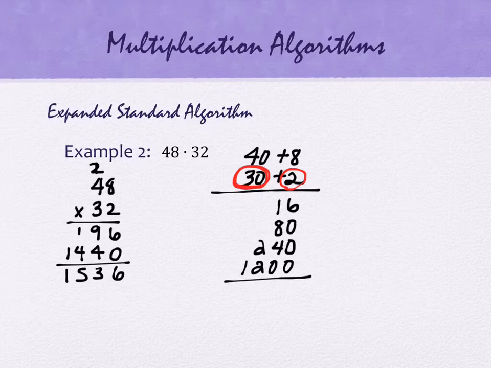So this one's a 6. I have 1 plus 8 plus 4, which is 13. So I'm going to write down my 3 and carry. 1 plus 2 is 5, and then I've got 1536. It's the expanded algorithm. You're actually multiplying each value by what it really means instead of the shortened notation for what we mean when we use the 3 in the tens place.